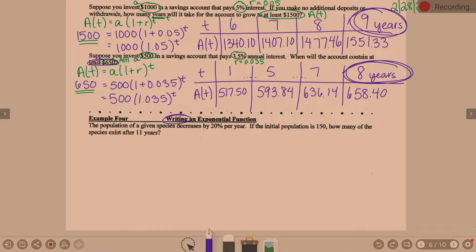Okay, do me a favor. Ignore this last part for the moment. How many of the species exist after 11 years? Ignore that for right now. That's the question we'll answer in the end. Right now, what I want to do is let's write an equation to represent the situation, because that's something you'll be expected to do. Now, what's provided here?